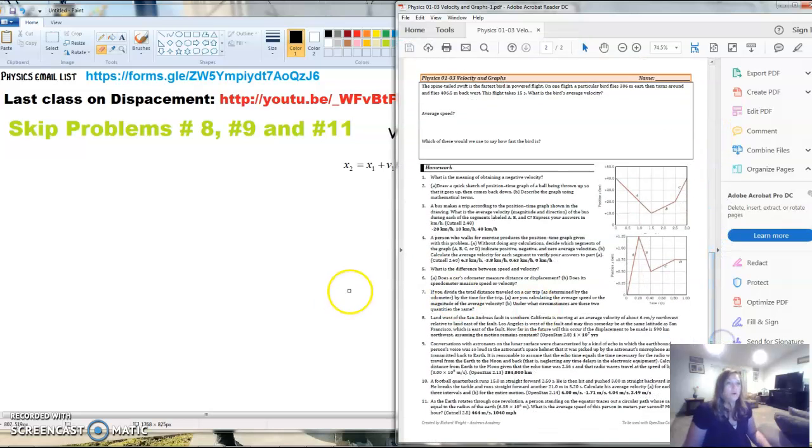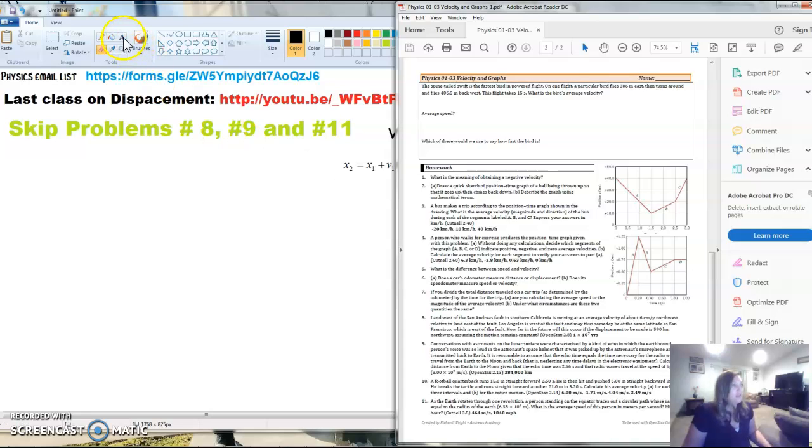Number 1 says, what is the meaning of obtaining a negative velocity? It means that we're slowing down. Okay, so you should have been able to get that one from the slides. That's a review one. Number 2, draw a quick sketch of a position time graph of a ball being thrown up so it goes up and comes back down. So simply speaking, you're going to draw a parabola. Okay, so you should know that from your math classes.